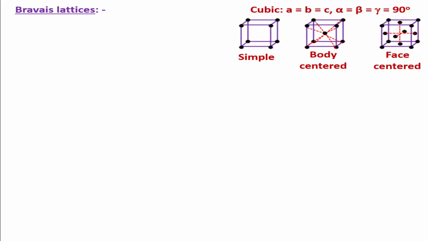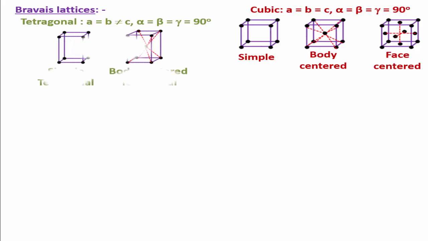Now if this cubic system is extended along one of the axes, it results in the tetragonal crystal system where a = b but not equal to c. But all three angles alpha, beta, gamma are 90 degrees. The different lattices present in the tetragonal crystal system are simple tetragonal lattice and body-centered tetragonal lattice.